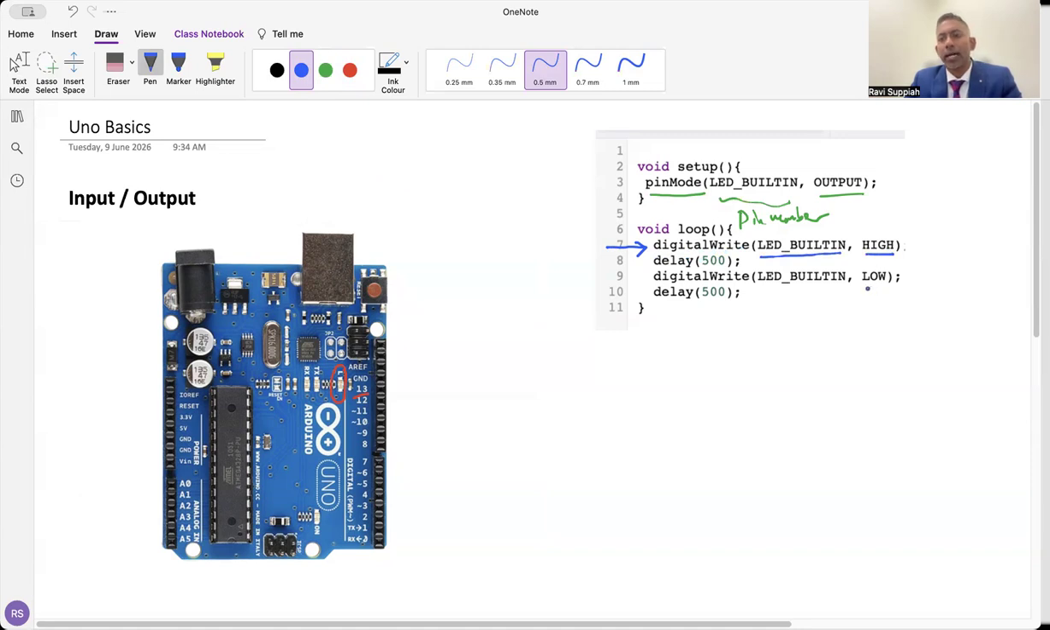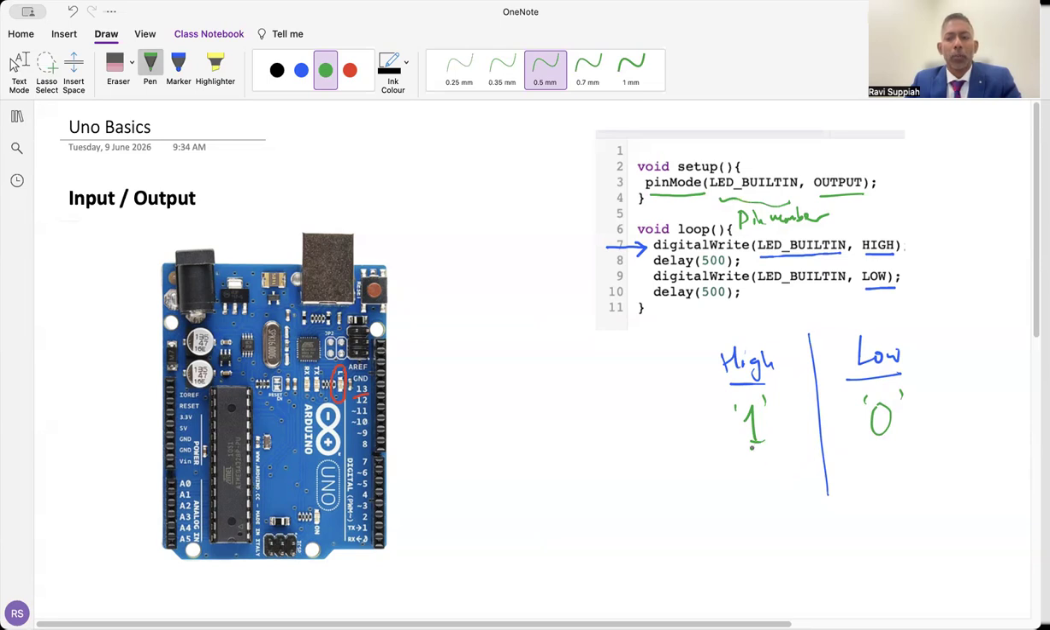Now, what is high and low? In terms of logic, what does that translate to? In digital logic, high is considered a logic 1, and low is a logic 0. Now, this is the logic level. What about the voltage?